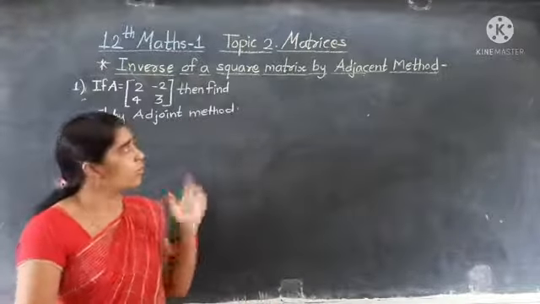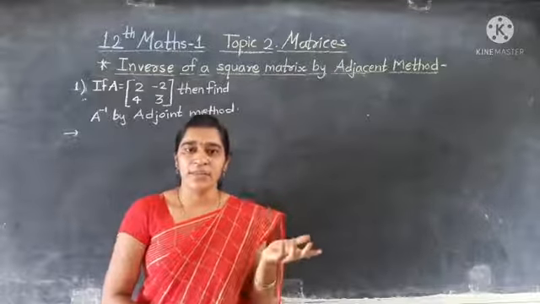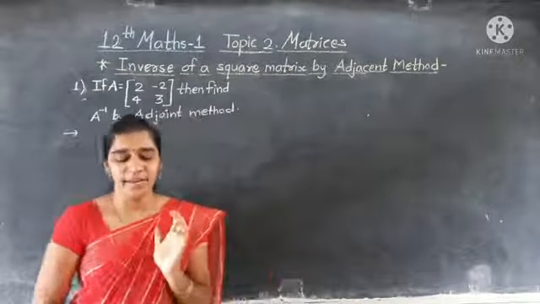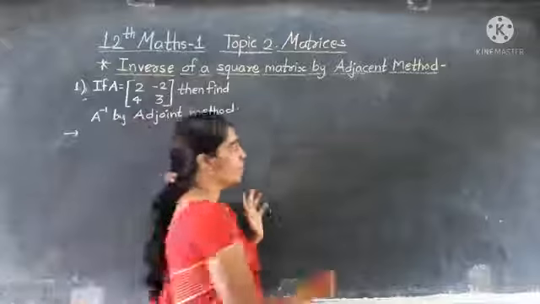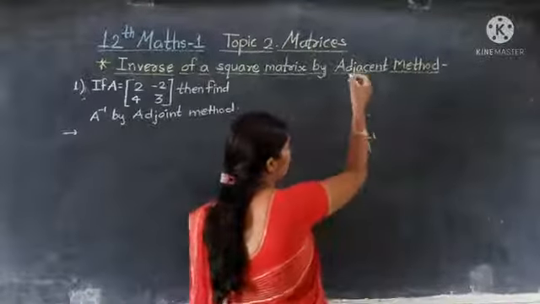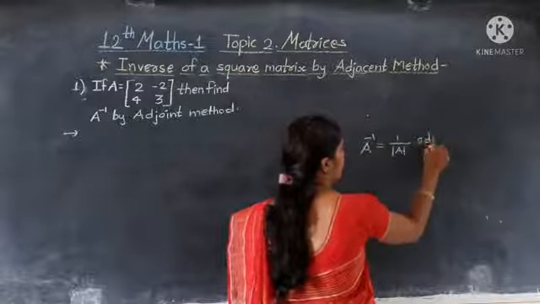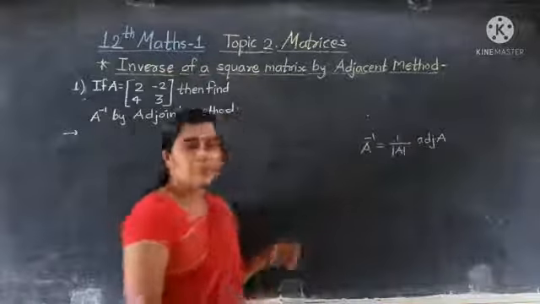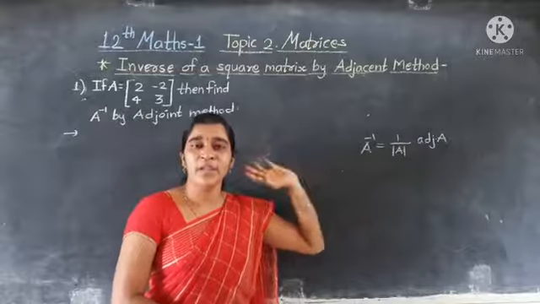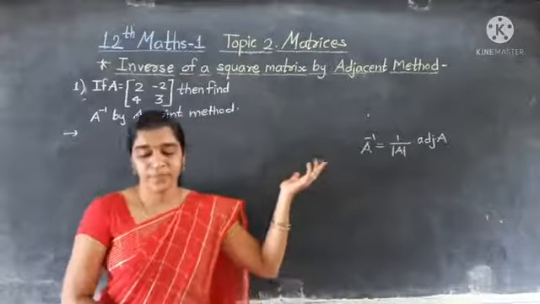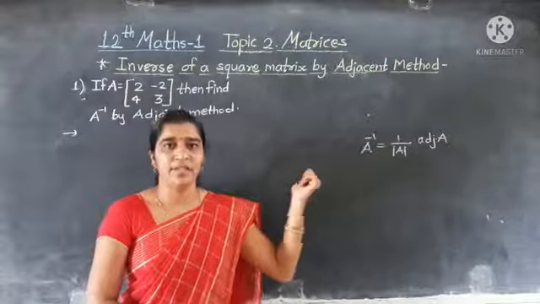You remember the formula for finding the inverse by adjoint method: A inverse is equal to 1 upon determinant A into adjoint of A. So here you can find determinant A easily. And how do we find the adjoint of A? We find the adjoint of A from the cofactors.